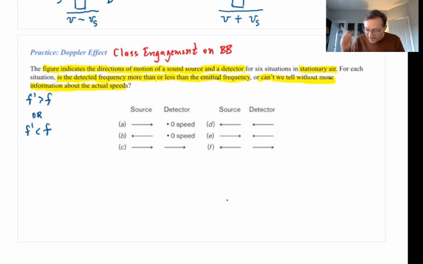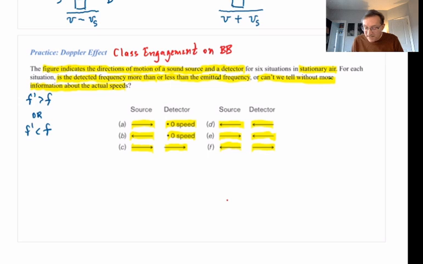Now let's just be clear what's happening in the 6 cases. In each case, we're telling you something about motion of source and detector. In case A, source is moving towards detector, detector is at rest. Case B, source is moving away from detector, detector is at rest. Case C, source moving towards detector, detector moving away from source. Case D, source moving away from detector, detector moving toward source. Case E, source moving toward detector, detector moving toward source. And finally, case F, source moving away from detector, detector moving away from source.